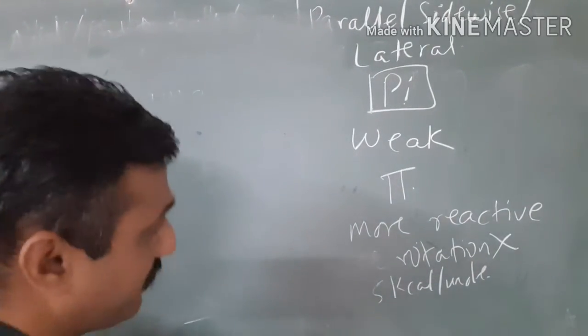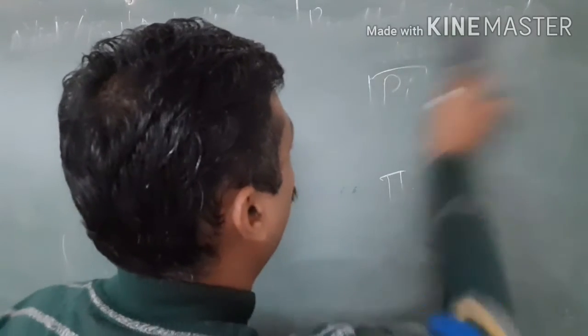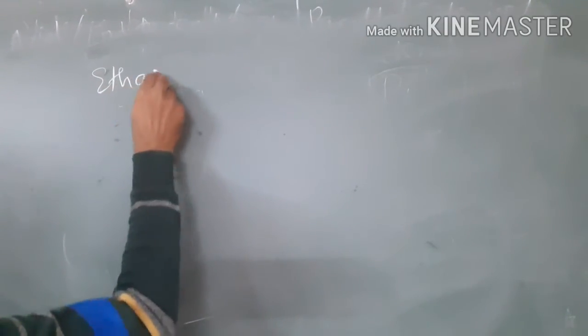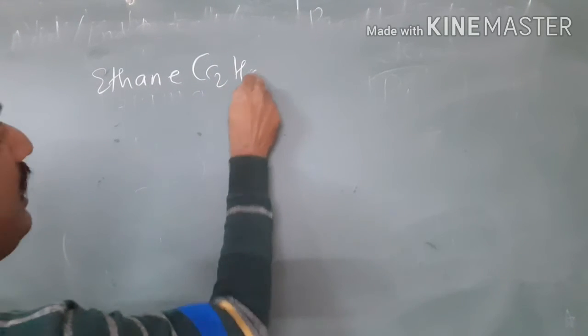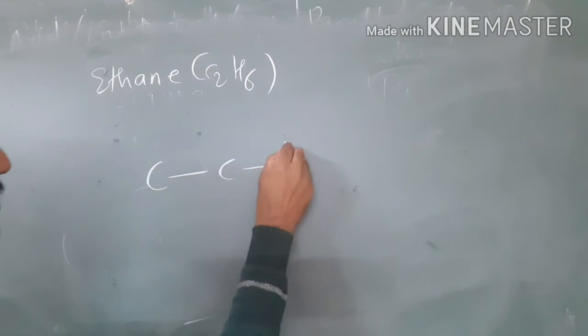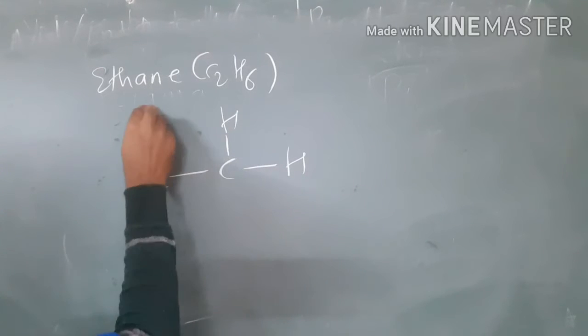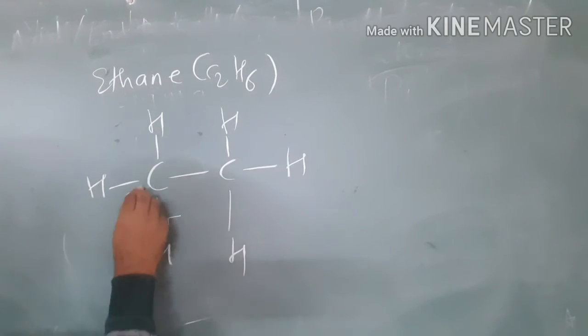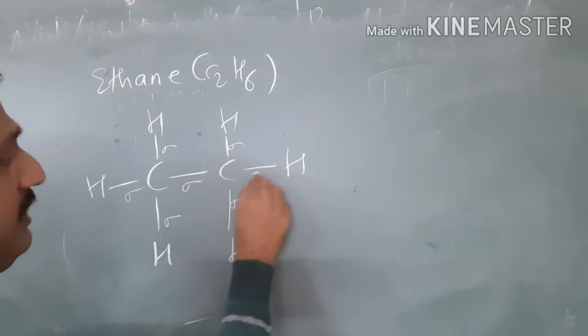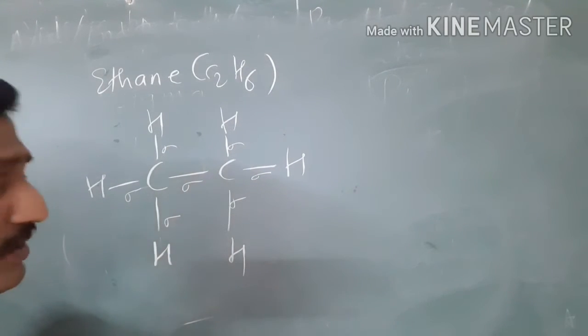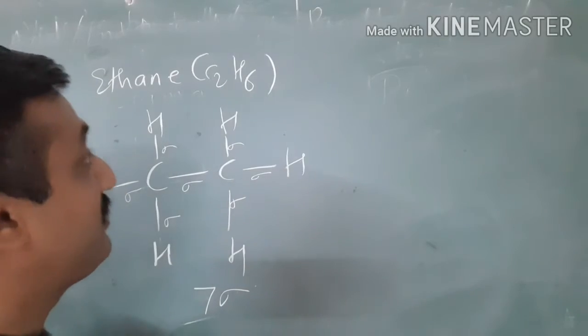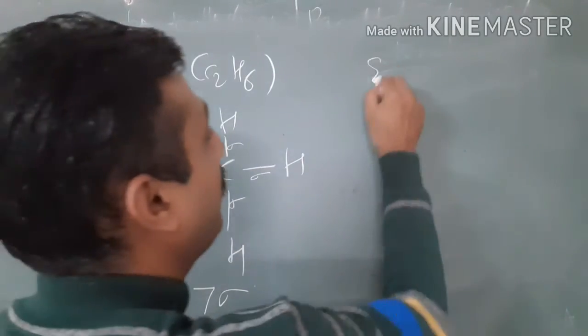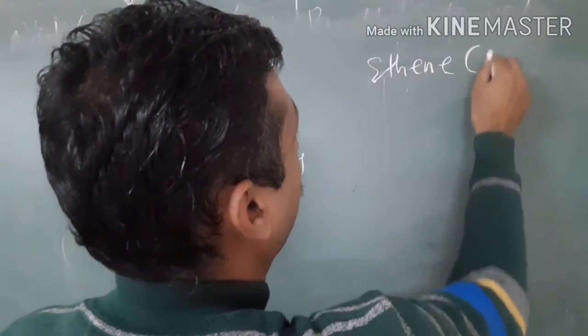Hydrocarbons we know. I'll take examples of alkane, alkene and alkyne. For example, we have ethane. Ethane chemical formula is C2H6. Here its structural formula is like this. 2 carbon atoms and total 6 hydrogen atoms are there. Here 1, 2, 3, 4, 5, 6 and 7, 7 sigma bonds are present. There are a total of 7 sigma bonds. And here we have ethene.